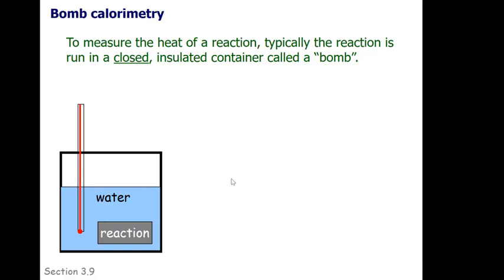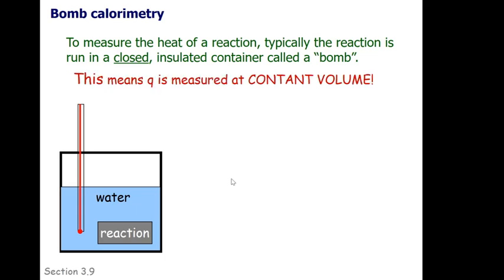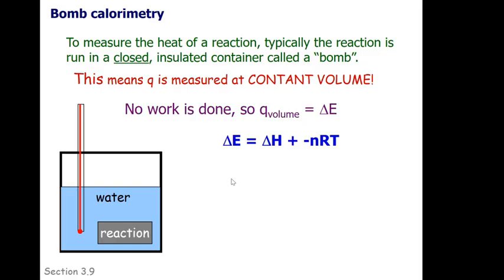You notice it has water, closed walls, and a thermometer where the reaction occurs. This means our heat is measured at constant volume. Because the volume is constant, the gas we create cannot expand and do work, so no work is done, which means heat at constant volume is equal to the change in energy. So if we look at our formula, change in energy is equal to change in enthalpy plus minus nRT.